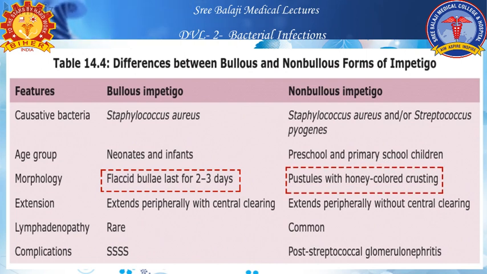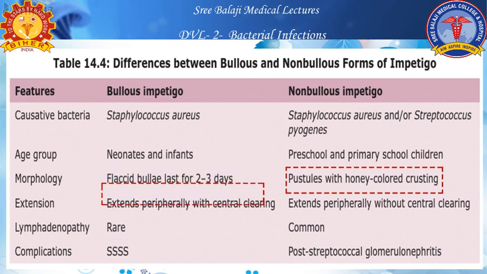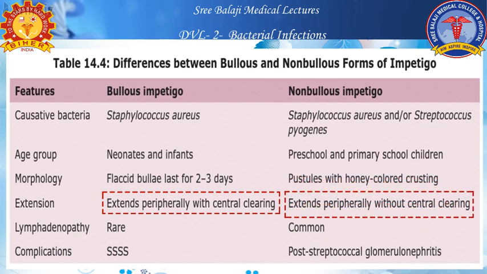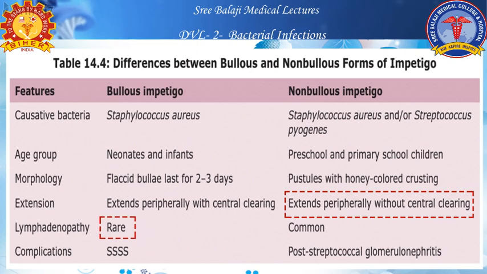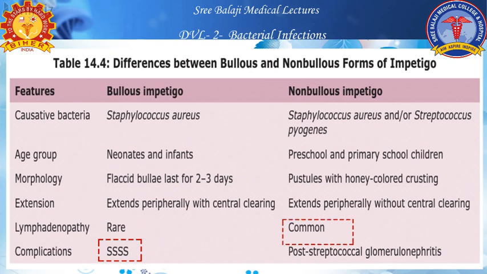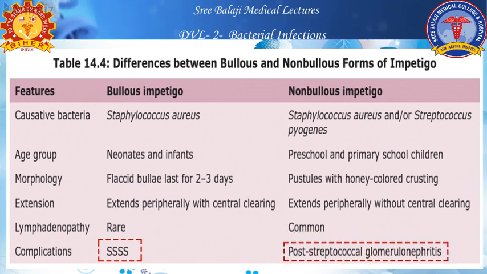In evolution, there is peripheral extension with central clearing in the case of bullous impetigo. Non-bullous impetigo extends peripherally without central clearing. Lymphadenopathy is very rare in bullous impetigo. It is a common finding in non-bullous impetigo. Complications: staphylococcal scalded skin syndrome in the case of bullous impetigo, and post-streptococcal glomerulonephritis is the important complication of non-bullous impetigo.